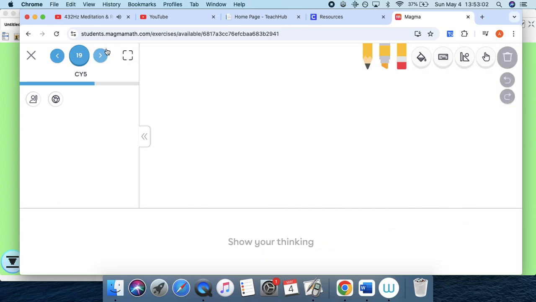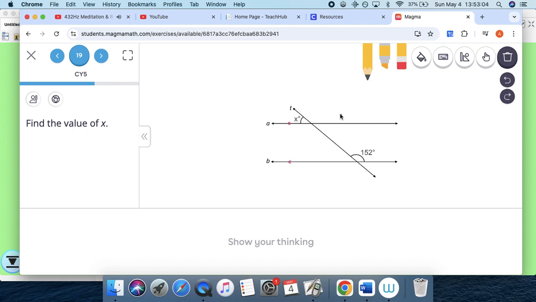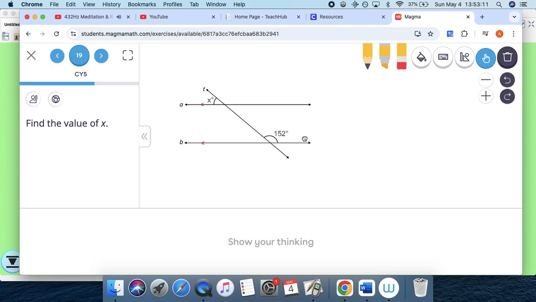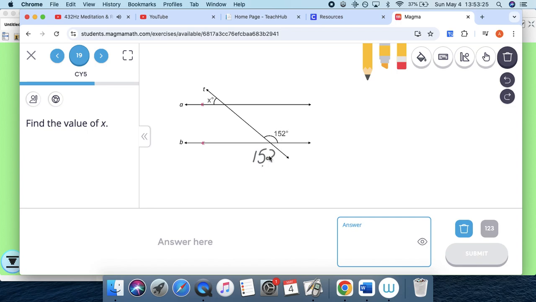So give them a value. It's probably easier. Find the value of x. Okay, make this bigger so you can start filling it in. I think the easiest way, you don't even have to set an equation. You can start filling in the blanks. This is 152 because they're vertical angles, right? So let's find the supplement. 180 minus 152 is going to be 28. So this makes this 28 and makes this 28, right?